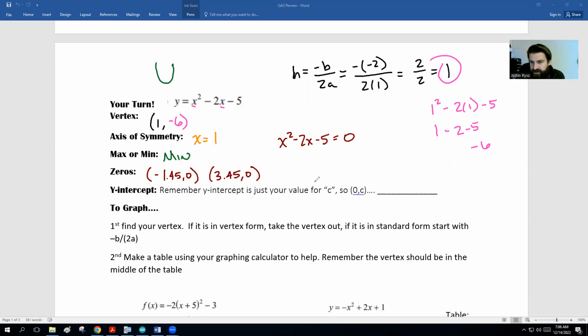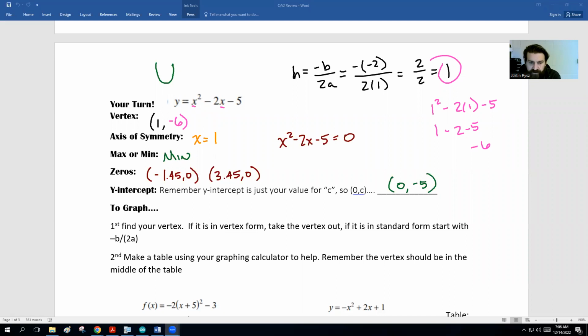All right, the y-intercept, we can go through and click that. But remember, if we have standard form, the y-intercept is just going to be the c number. So it's going to be at the point 0, negative 5. All right. Then if we're going to graph this here, we would go through, start with the vertex, which is at 1, negative 6, and work our way up. Or we can use our graphing calculator.